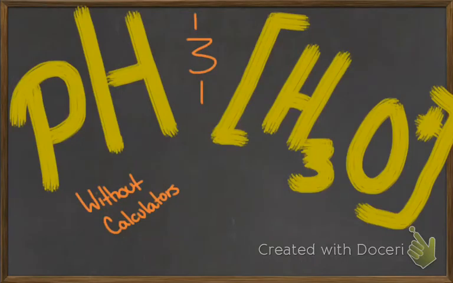Today's video is going to go over how to determine pH and hydronium or hydrogen ion concentration without the use of calculators. On many tests such as the AP Chem test and I believe even the MCAT, you might not have the option to use a calculator.